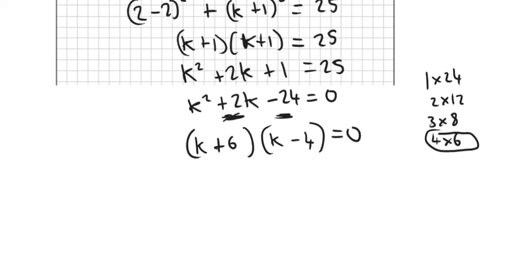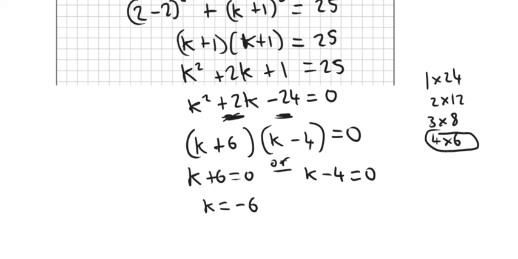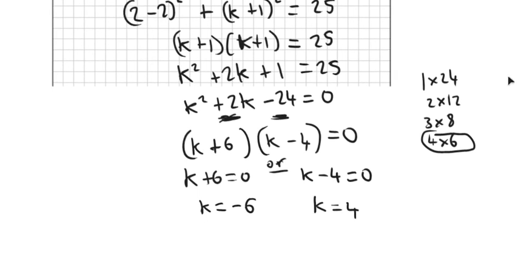So equals 0. One of them has to be 0. So either k plus 6 equals 0 or k minus 4 is equal to 0. So if k plus 6 is equal to 0, then k equals minus 6. We just bring across the 6. If k minus 4 equals 0, then k is equal to 4. Right, so our 2 possible values for k are minus 6 and 4.